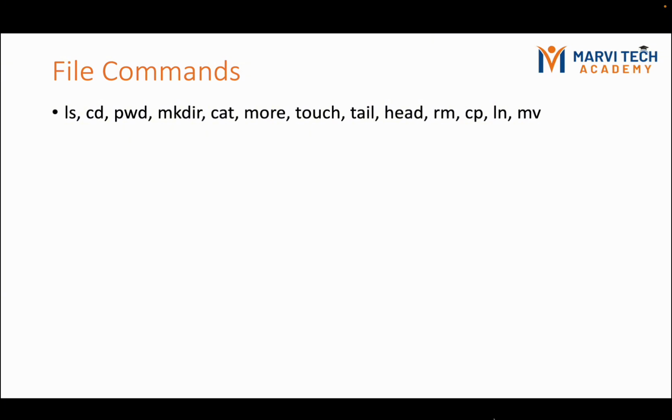rm for deleting a file or any directory, cp for copying files from one to another, and mv, which is something where you can rename file 1 to file 2 or move to any existing directory. We can take a look at all these commands in a more practical way.